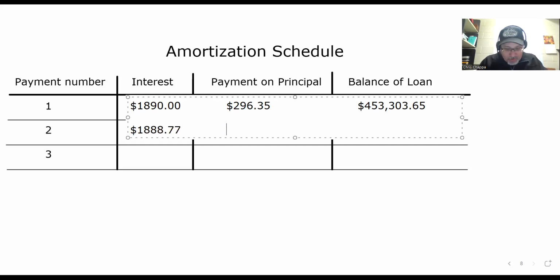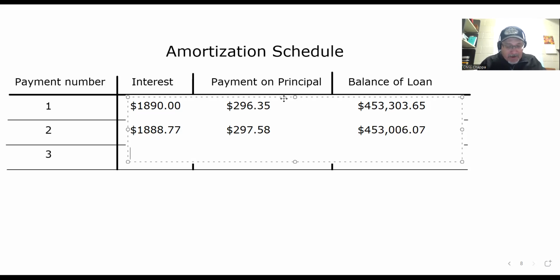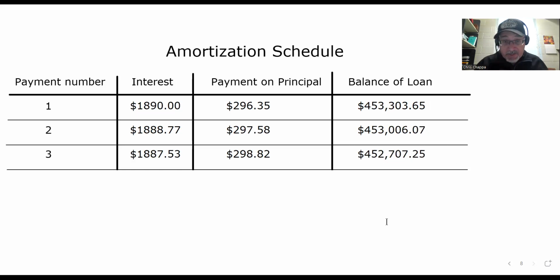$1,888.77. The payment on principal was a little bit higher, $297.58. And then the balance on the loan after I paid that was $453,006.07. And then in the third month, the third payment, the interest that was earned was $1,887.53. The payment on the principal was $298.82. And then the balance of the loan after that was $452,707.25. So this is what the first three rows of the amortization schedule would look like.